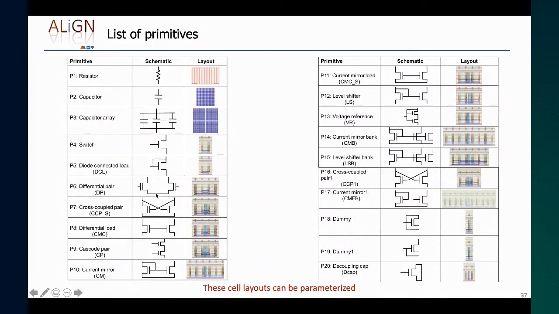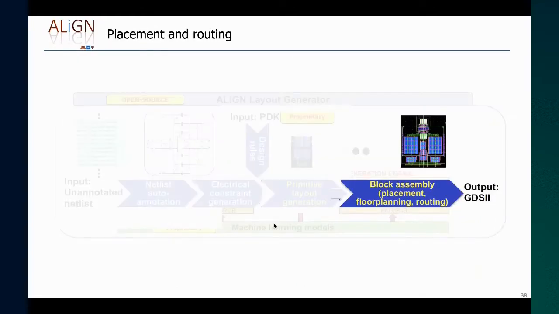This gives you a list of primitives that we are currently working with. These actually cover a large number of potential building blocks. We also have a way for users to specify their own primitives in case there's something that appears frequently in their designs, and these cell layouts can be parameterized.